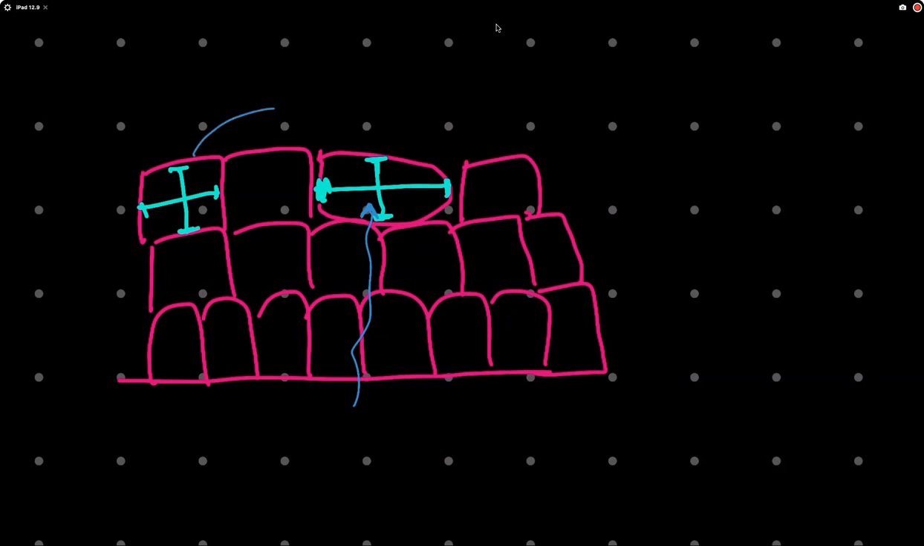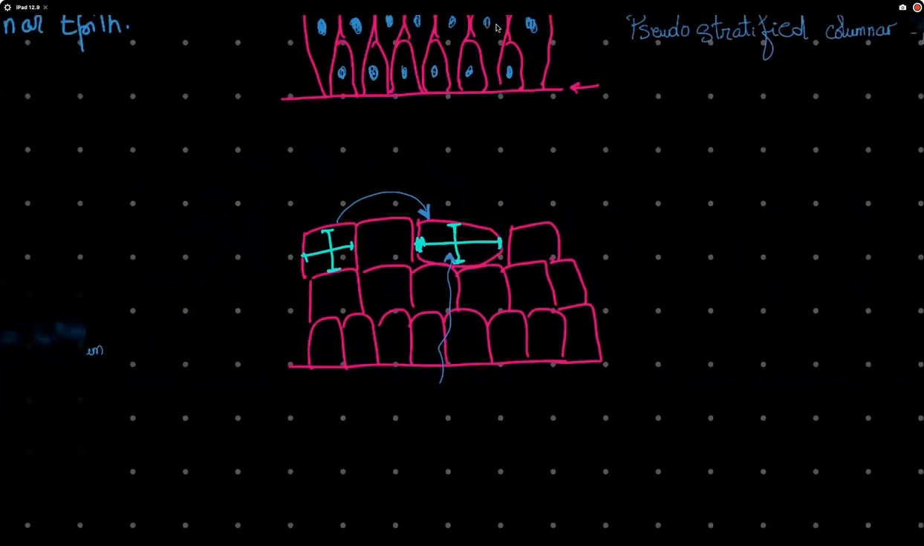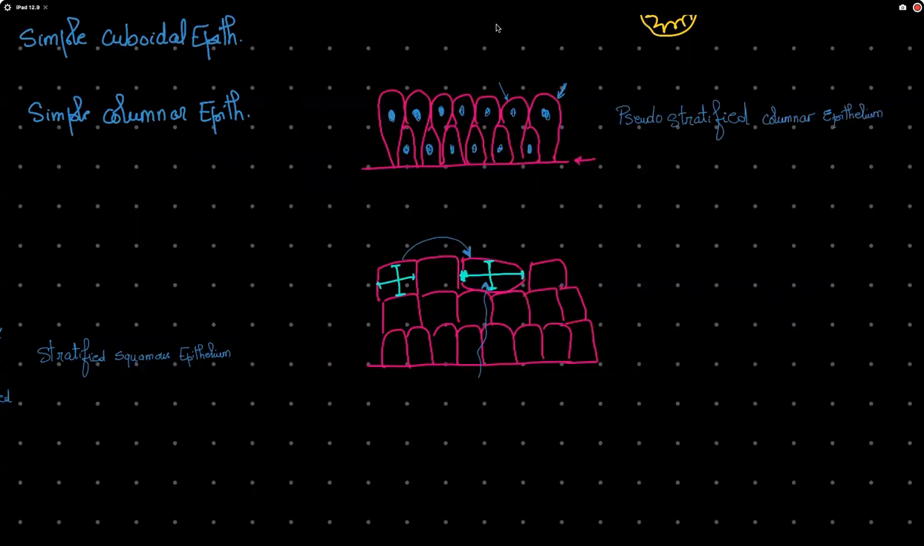So why do I need to change the shape of my cells? To accommodate stretch. And this is the type of epithelium that's going to be located in your urinary tract, your ureters, urinary bladder, and urethra. So we decided to not classify it in a regular way, stratified simple. We relied on the fact that it changes the shape of its cells, so we called it a transitional epithelium.